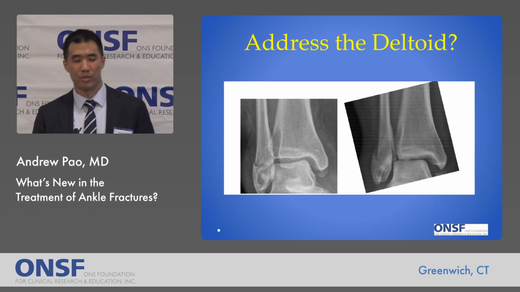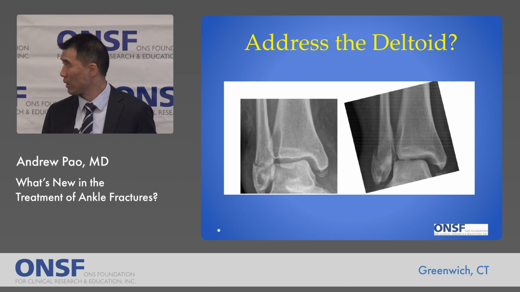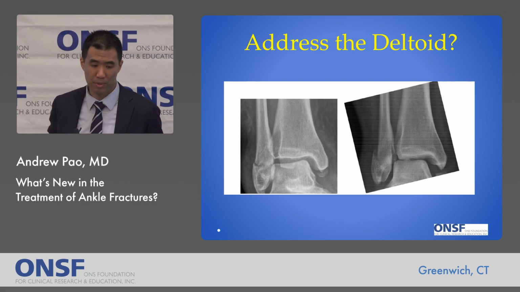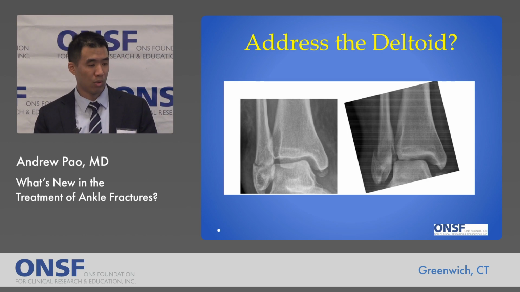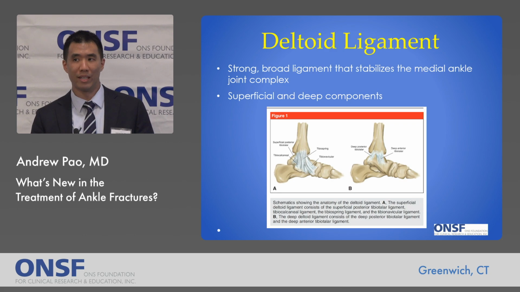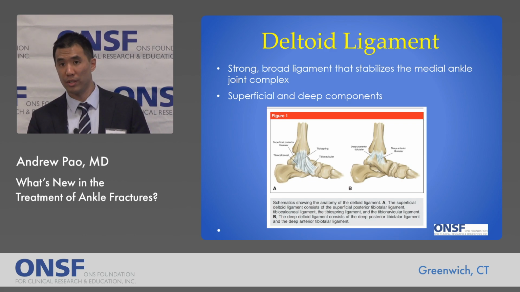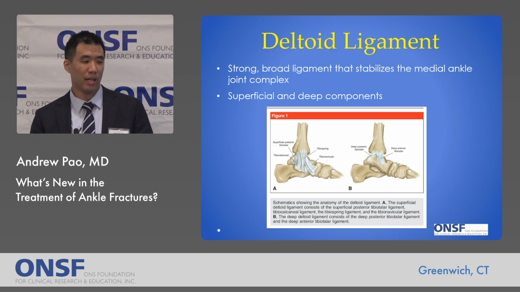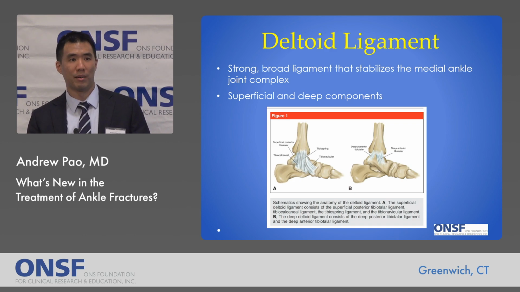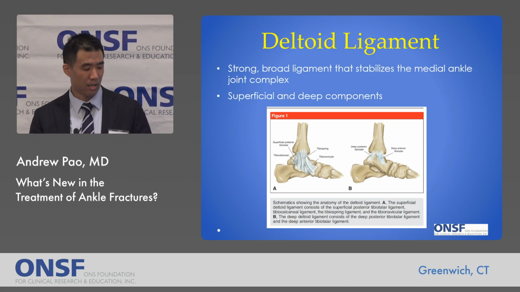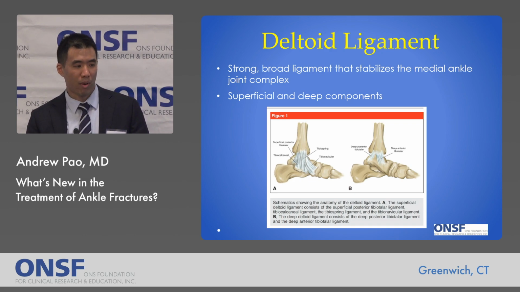The next topic is the deltoid. We have all been in situations where you see the medial side of the ankle open up, as you can see in this picture on the right, and wonder whether to fix the deltoid. So what is the deltoid here? It's a broad complex of ligaments that stabilize the medial side of the ankle, basically stratified into superficial and deep components. Traditionally, there hasn't been a lot of consensus on whether to fix it or not. People have talked more about stabilizing the syndesmosis and in turn closing down the medial side. As I've gotten more and more into practice, I truly believe that it's a separate entity and has to be addressed on its own.